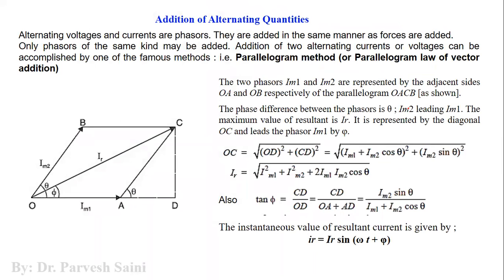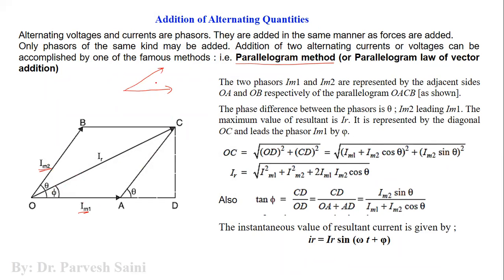Now let us come to the addition of alternating quantities. The alternating quantities represented with the help of phasors can be added with a famous method which we call the parallelogram method, or the parallelogram law of vector addition. In the parallelogram law of vector addition, we take two phasors, like here Im2 and Im1, wherein Im2 is leading. Always remember one thing, that lead and lag is always understood in the anti-clockwise direction.